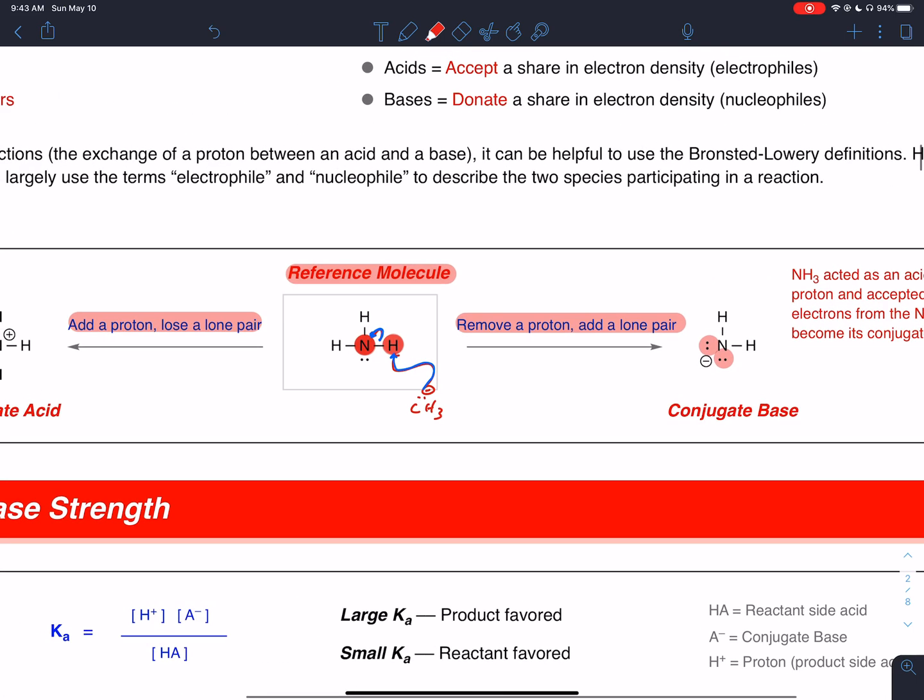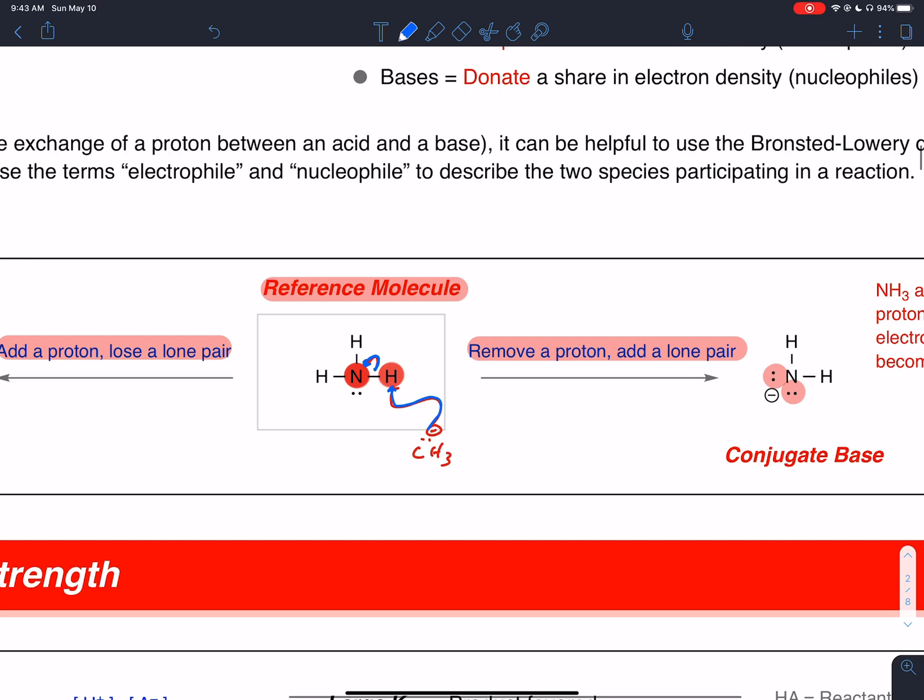All right, you could look at an example like water. Water's conjugate base would be OH-. So water, let's redraw water real quick. Water is H2O. The oxygen has two lone pairs. To draw its conjugate base, we think about removing a proton and adding a lone pair. And in the process, we become negative. The oxygen atom becomes negative.